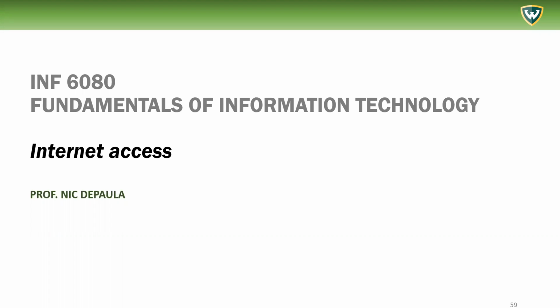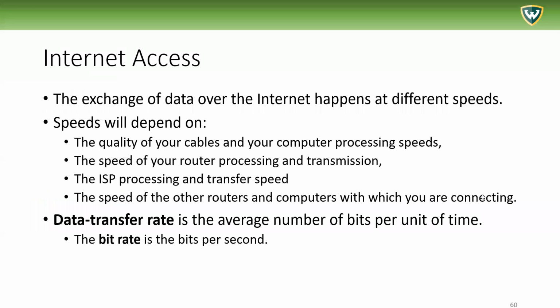Here we're going to be talking about internet access and internet speed. The exchange of data over the internet happens at different speeds. Speeds will depend on the quality of your cables and your computer processing speeds, the speed of your router processing and transmission, the ISP processing and transfer speed, and the speed of the other routers and computers with which you're connecting.